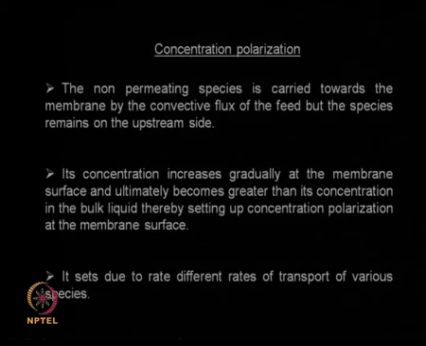So its concentration keeps increasing, and gradually the membrane surface becomes highly concentrated with solutes which do not pass through the membrane. So there is going to be a difference in the rate of transport of various species, and when we consider the bulk concentration of the species vis-a-vis the concentration of the species near the upstream of the membrane surface, there is going to be a lot of difference in this concentration, and that is called the concentration polarization.